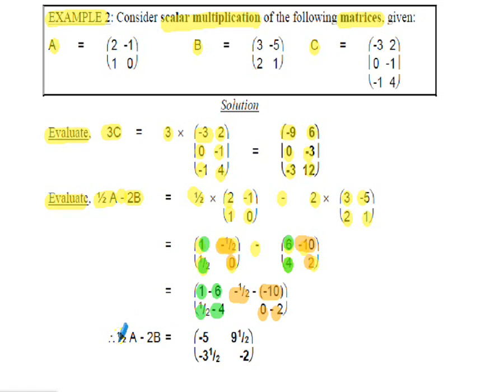So evaluating a half A minus 2B, for our first row, first column, we get 1 minus 6 from above, so that's negative 5. For our first row, second column from above, we got negative a half minus a negative 10, so be careful of double negatives there, that's 9.5. For the second row, first column from above, we've got a half take away 4, so that's negative 3.5. And for the second row, second column, we've got 0 minus 2, so that's negative 2.